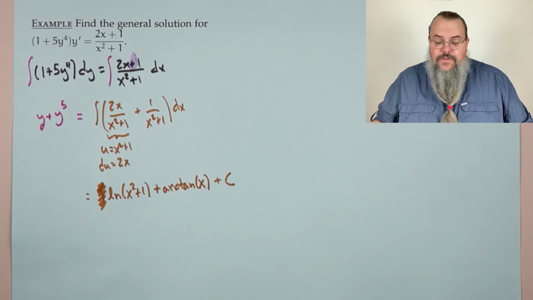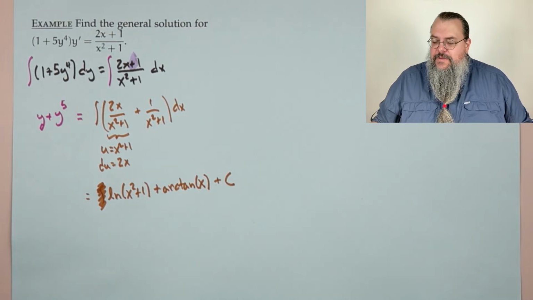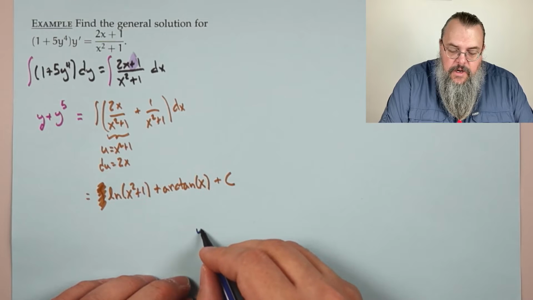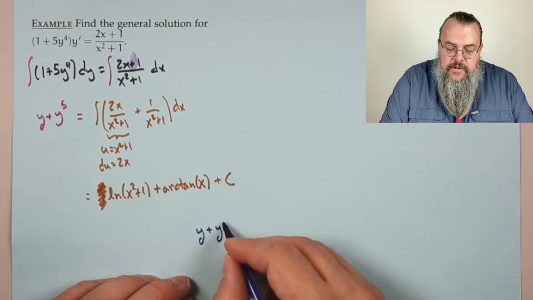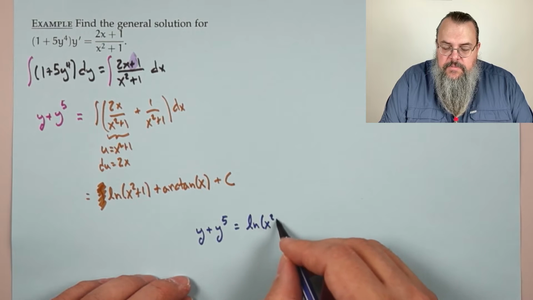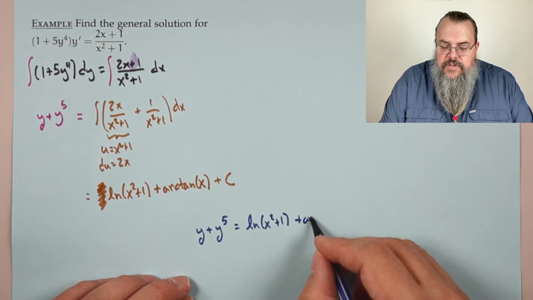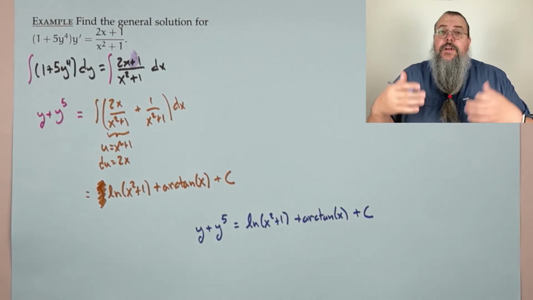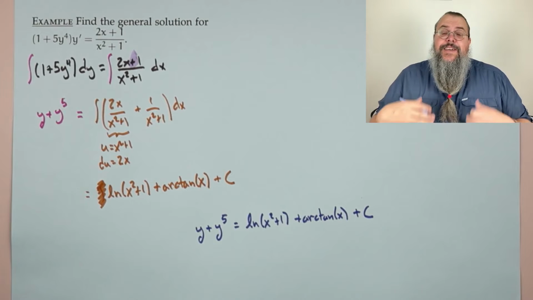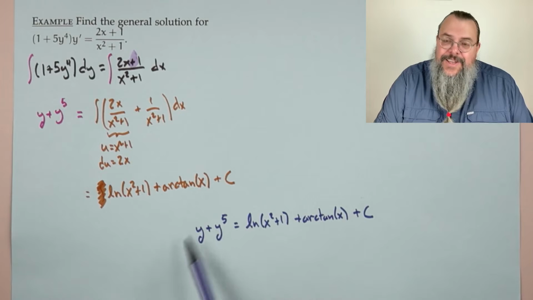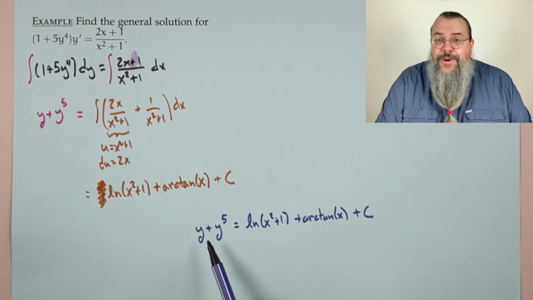All right, nothing too surprising, but we start with some more straightforward ones at the beginning. So what do we have? Well, we have y plus y to the 5th is equal to natural log of x squared plus 1 plus arctangent of x plus c. Now, we want the general solution. Can we solve for y? No, because it's involved in this expression. There's no way to solve for y simply in that kind of an expression.